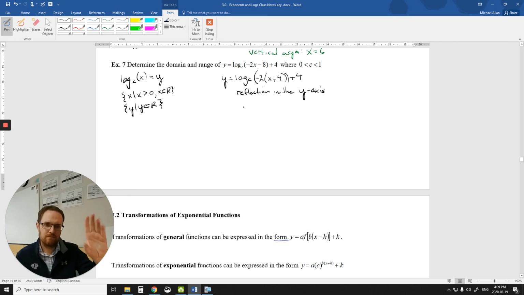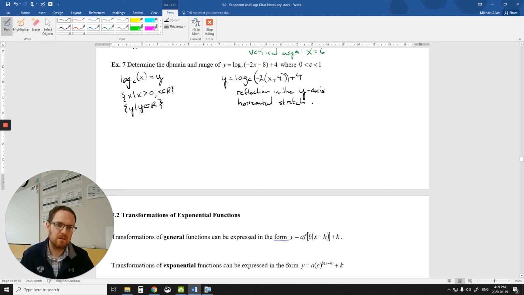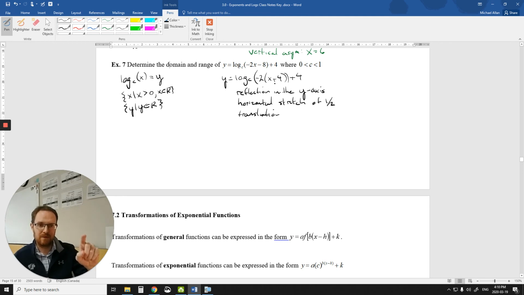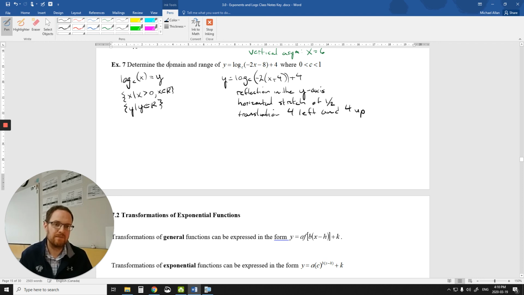A horizontal stretch of 1/2. Remember that one has to be the reciprocal. And then I'm doing these translations here. So translation, but not 8 units to the right, but 4 units left and 4 up. Okay. So now we know what's happened to this graph. Let's figure out what happens to our domain and range.